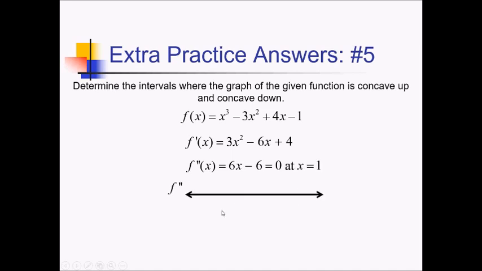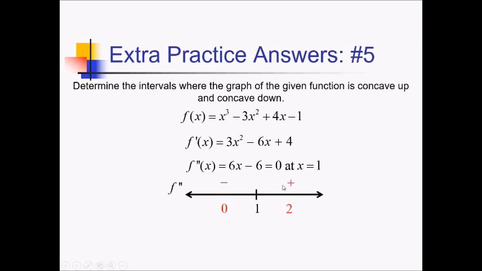Let me put that on my f double prime number line to analyze the signs around it now. So let me test out a number less than 1, like 0. Plugging that into my f double prime function here, that's going to be 0 minus 6, which is a negative. And if I test something bigger than 1, like 2, that'll be 12 minus 6, which is positive.